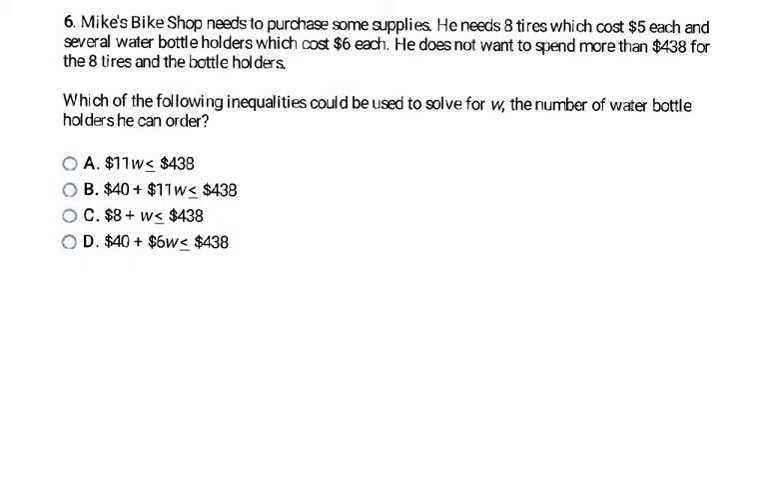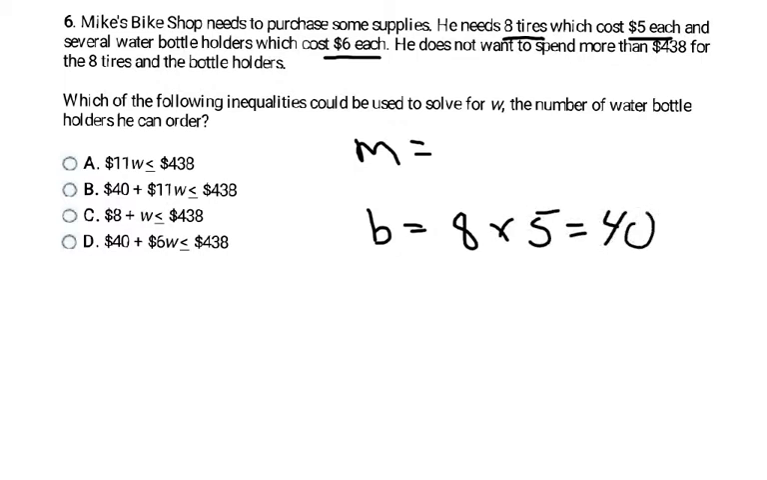All right, so first of all, let's identify our slope number. So our slope number is the per number. And then our y-intercept is the one-time number. So let's look at everything we know. So we know he has 8 tires he wants for $5 each. And then he has some number of water bottle holders for $6 each. Well, the amount that he's going to spend on tires, that's going to happen one time. That's not going to change. So he's going to have 8 tires times the $5 each, which is $40 on tires. So that one-time $40 expense is going to be our y-intercept.